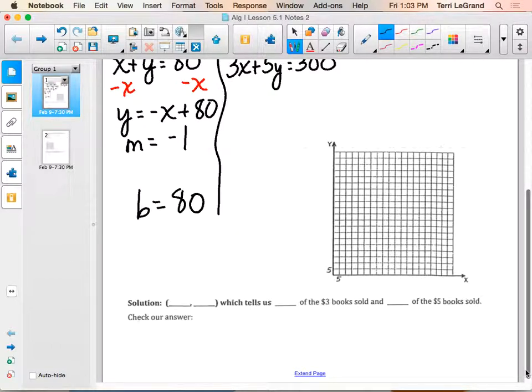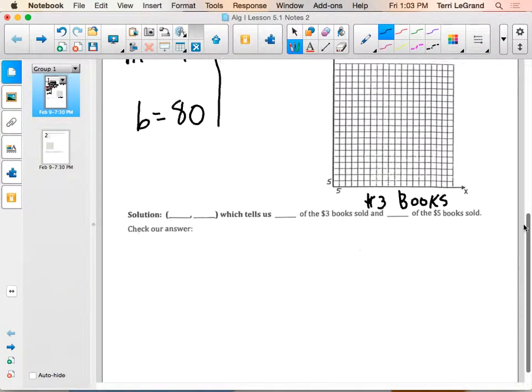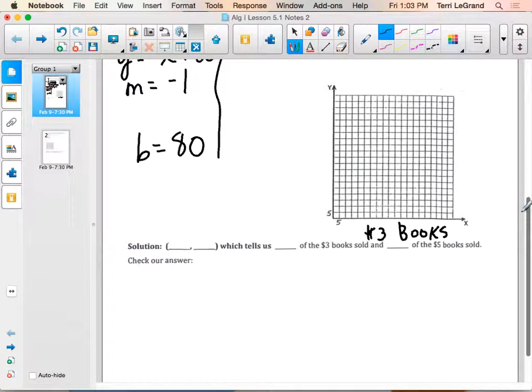What title should we give the x-axis? $3 books. Okay, let's write that below there. $3 books. Didn't give us a whole lot of room, sorry about that. And then, what are we going to call our y-axis? Books. $5. $5 books. Okay. And then, looks like I've already chosen the scale for you for both of your axes because I want us all to have the same graph.